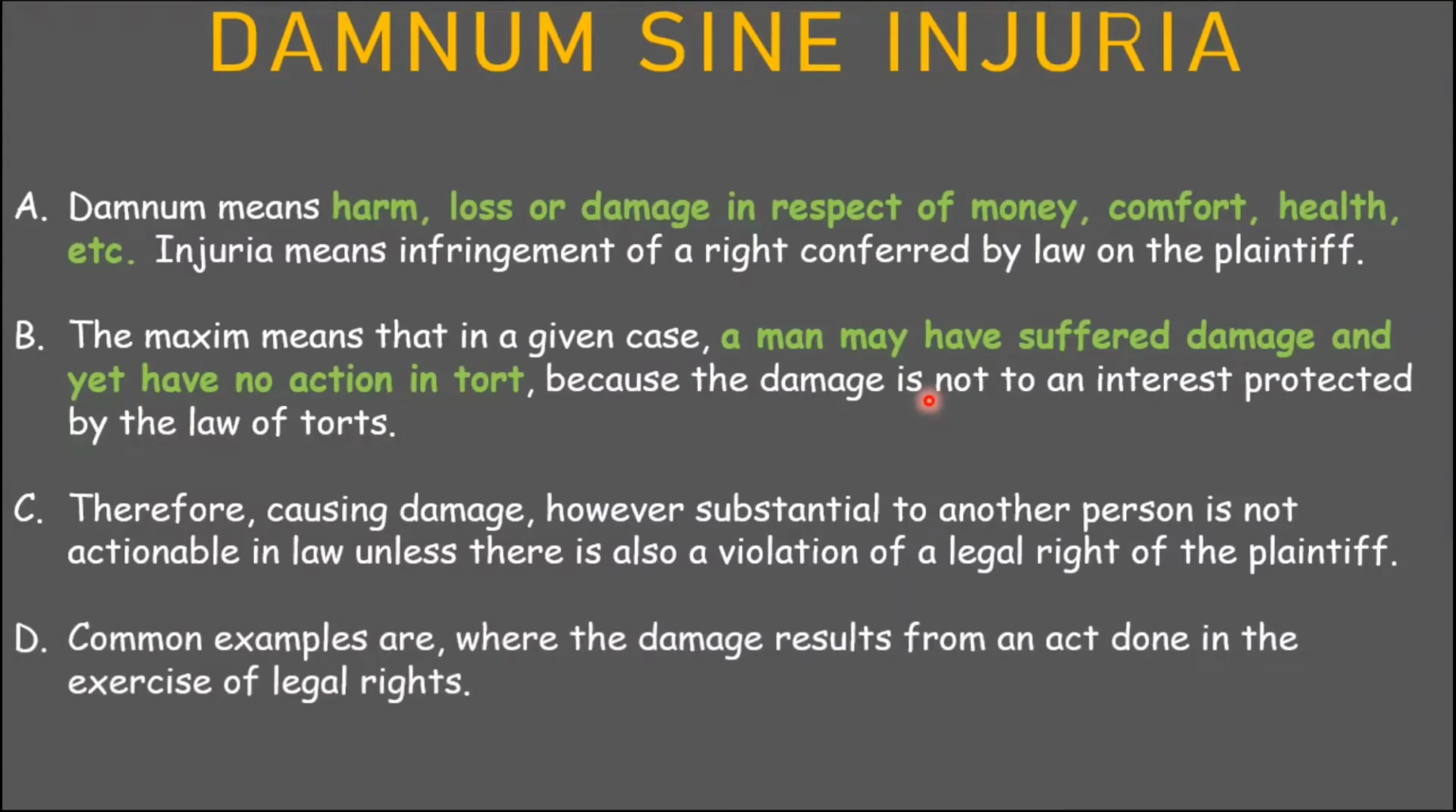The D point is a common example where the damage results from an exercise of legal rights, the thing that we discussed in our example. The famous case related to it is Gloucester Grammar School. Same thing happened: there were two schools, and one school suffered damage because of the other one, and the school wanted compensation from the second one. That happened in the Gloucester Grammar School case.